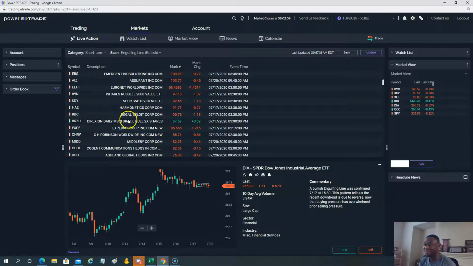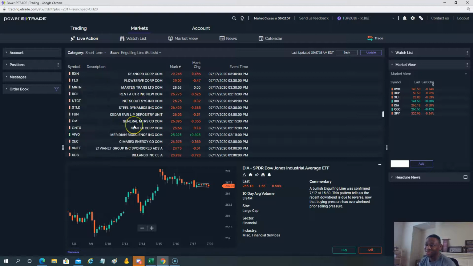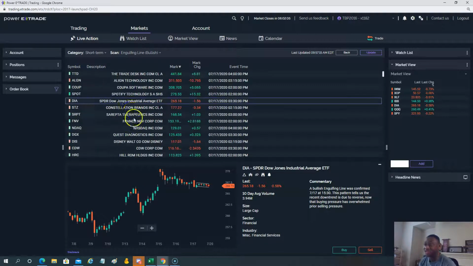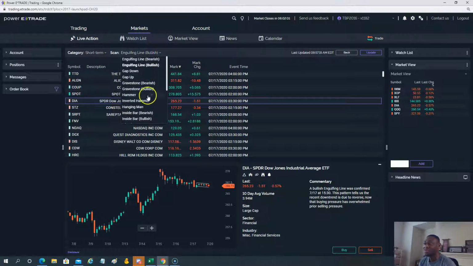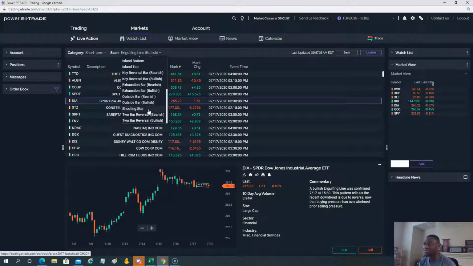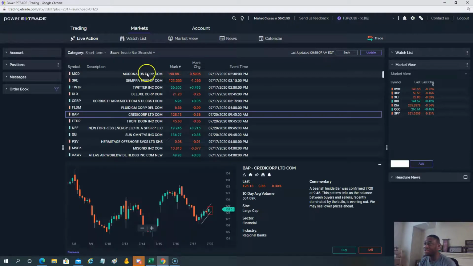So maybe if you are not well versed in technical analysis, you may not take advantage of that. Let's quickly go through other categories on here. So you have inside bar, bullish or bearish, hanging man, inverse head and shoulders, outside bar, 2 bar reversal. Oh my goodness. I'm curious about the inside bar, bearish. Which ones did they have in here?